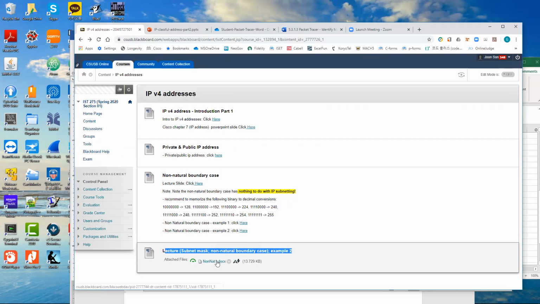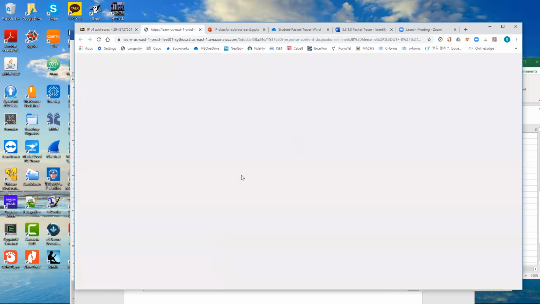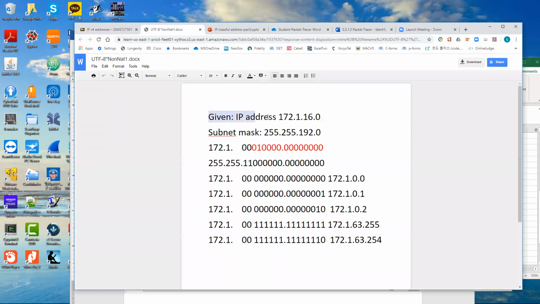And then there are no video lectures for this one, but if you click this, basically, given an IP address and subnet mask, this is how you should calculate to get the network address, the first usable IP address, the second usable, and the last host IP address, and then the final one is the broadcast address. Okay, so pretty much I give you the answer, but this won't make any sense until you watch my previous video tutorial. Okay.